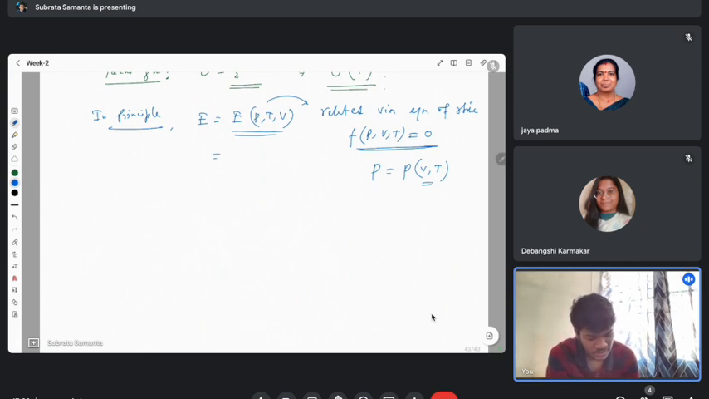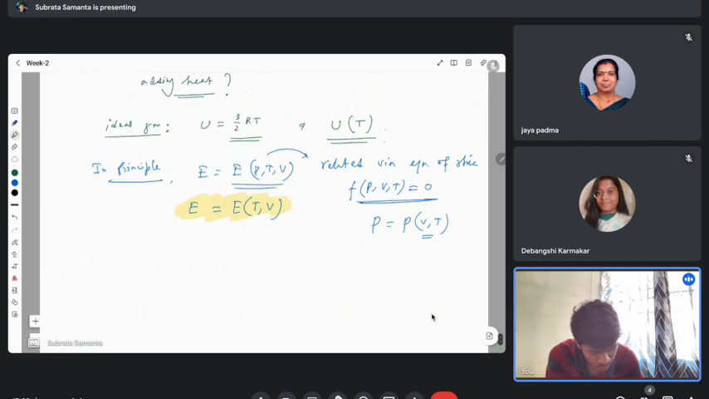So that means we can just write E as a function of T and V, right? But we are writing this energy as U. Okay, so just change this thing. So this is U. So U can be written in general as a function of T and V.